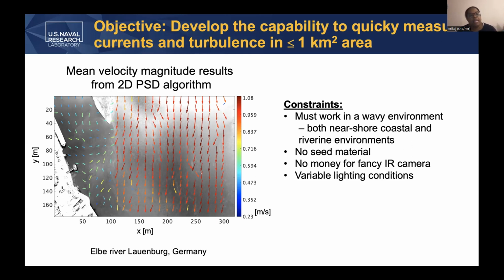At the time that I began this research program, I didn't have access to one of those fancy IR cameras that Seth presented in his work. However, I currently have access to 2. And so moving forward, it will be interesting to compare the IR measurements with the technique that I'm going to be presenting today.